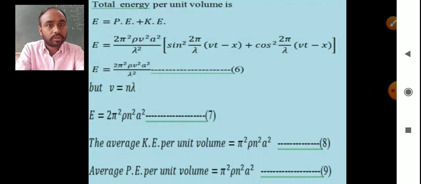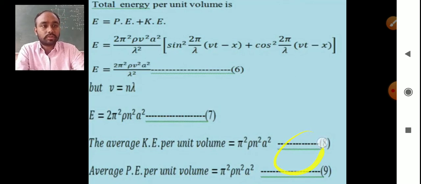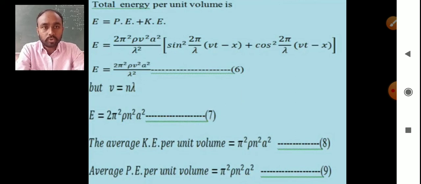Again we substitute v = nλ, and this 2 and this 2 get cancelled, and we get π²ρn²a² as the average kinetic energy per unit volume, and the same will be the average potential energy per unit volume, π²ρn²a². Now if we add equations 8 and 9, what do we get? 2π²ρn²a², which is the average total energy of the particle performing simple harmonic motion in a plane progressive wave. That is why we can say it is the energy of a plane progressive wave.